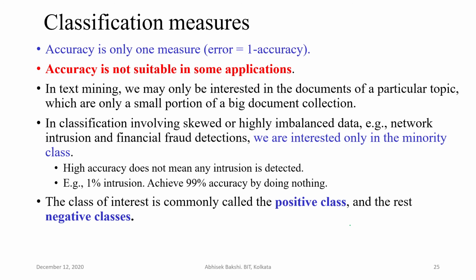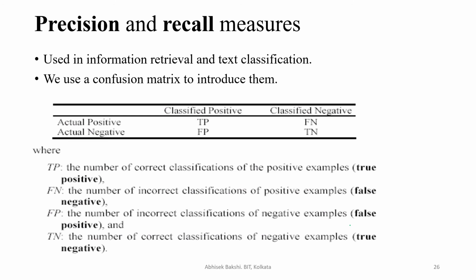That is why we consider another metric. This is called the confusion matrix. Here we have what we call true positive, false positive, false negative, and true negative. These are the four terms which actually make up this confusion matrix.